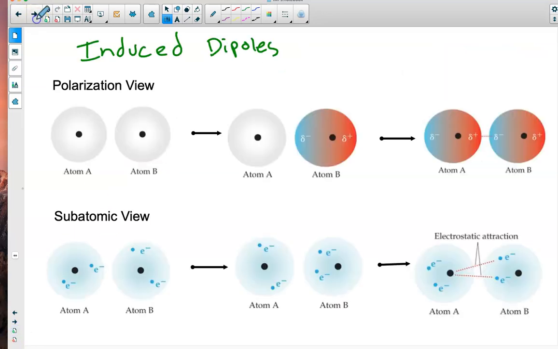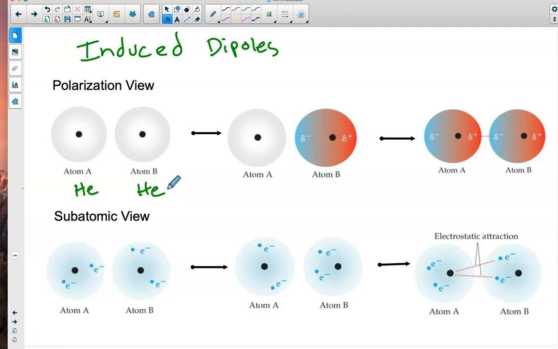Okay, so this slide shows step by step how a dipole is induced, or what we mean by the induction of a dipole. So this is showing two atoms that are identical, and if you look at the subatomic view, since each of the atoms has 2 electrons, these are helium. And the top view shows the polarization view, so it's just showing the electron cloud.